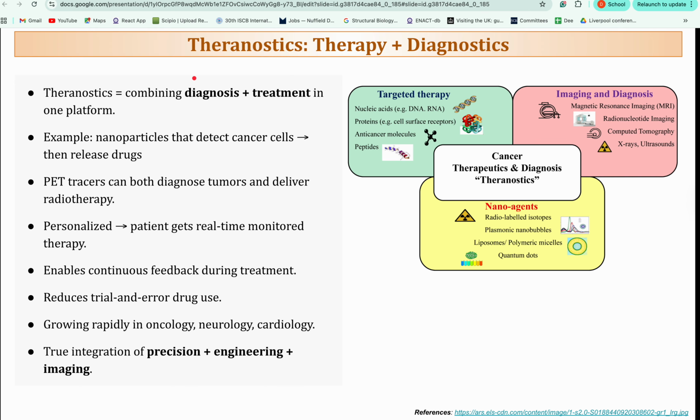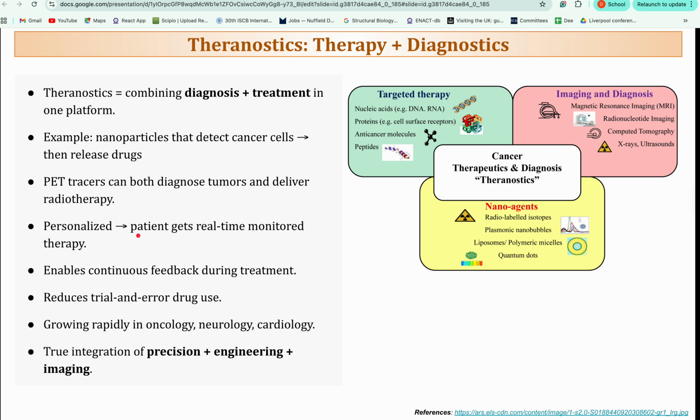Okay, so another term is theranostics. Theranostics means the combination of therapy and diagnostics. That is theranostics. So theranostics is combining the diagnosis plus treatment in one platform. The examples are nanoparticles that detect cancer cells and then they release the drugs. So PET tracers can both diagnose tumors and deliver the radiotherapy.